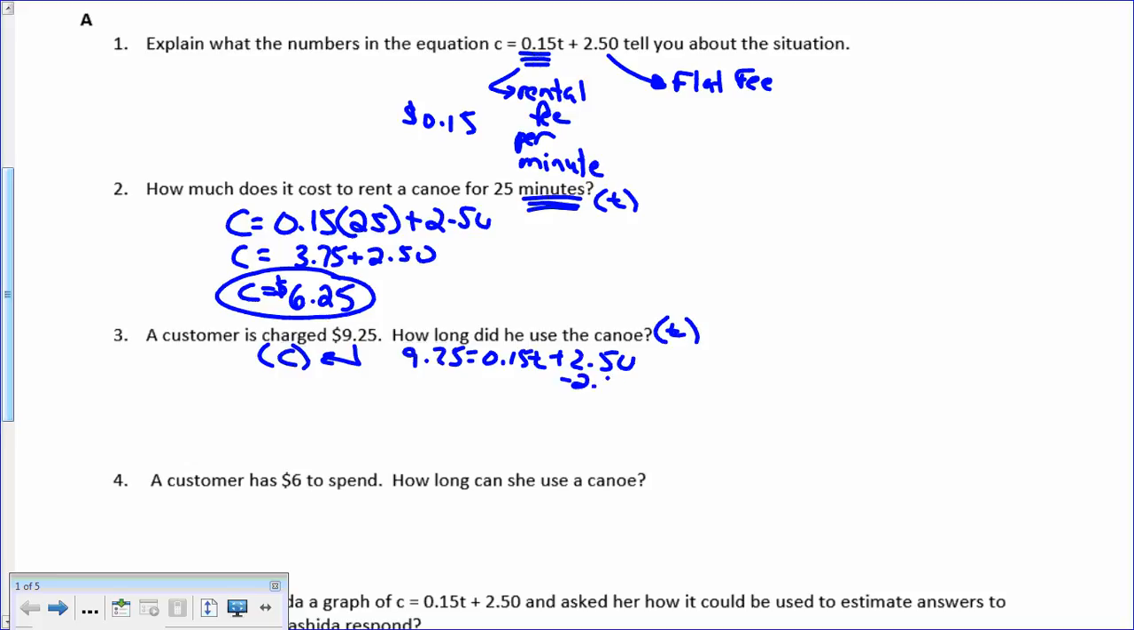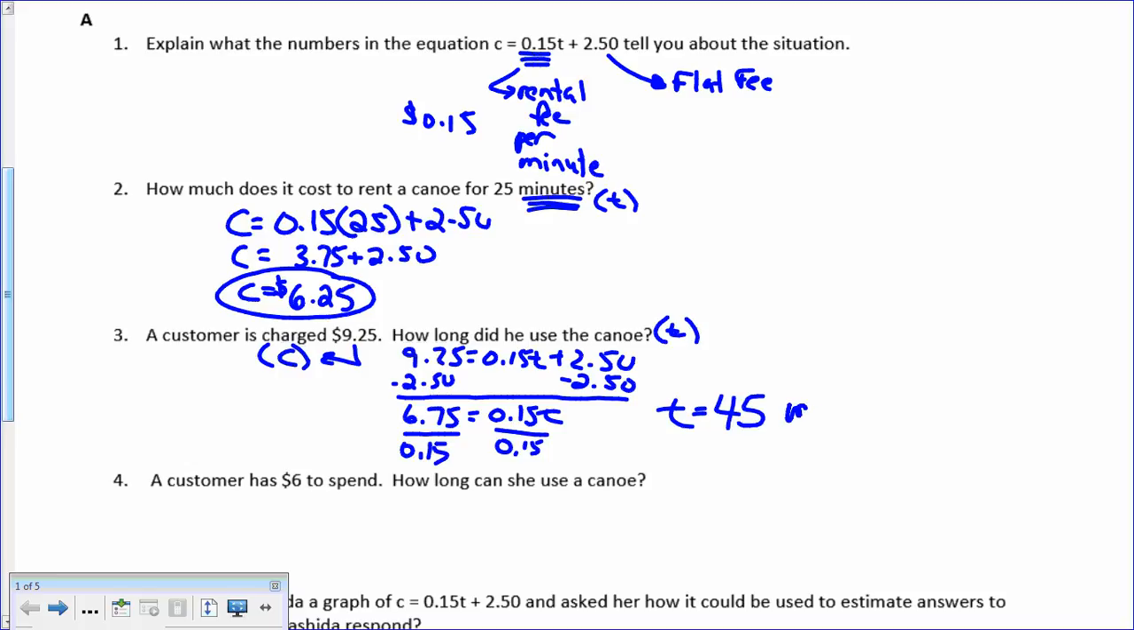So I'm going to move the 2.50 first by subtracting it. When I subtract it, I get 6.75 = 0.15t. All right, now to get t all by itself, I need to move that 0.15 over by dividing both sides by it. And when I divide, I get t equals, so 6.75 divided by 0.15 is 45. And that's going to be minutes. That's how long we rented a canoe to pay $9.25.